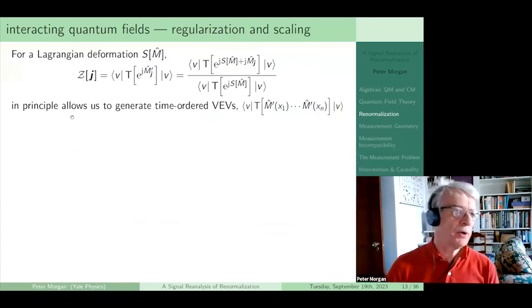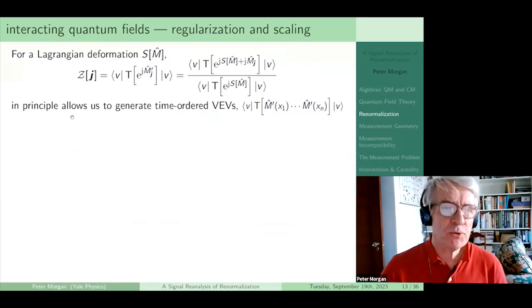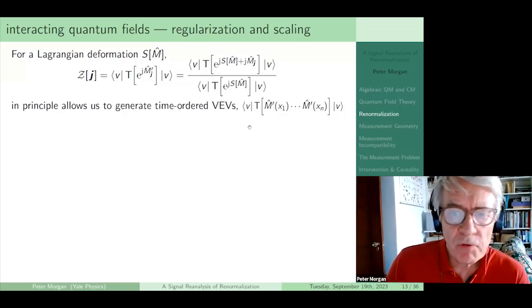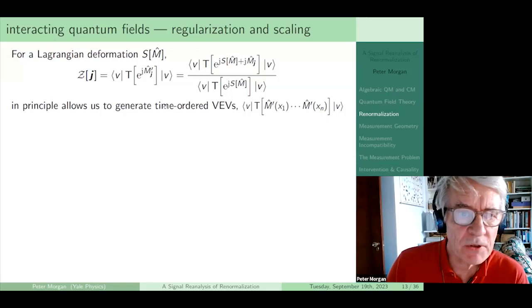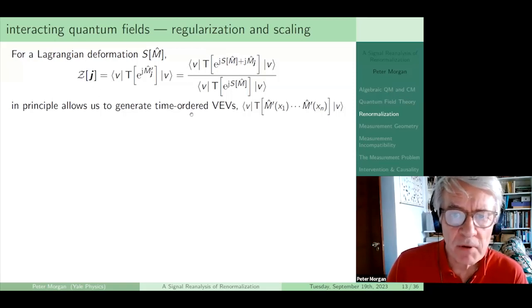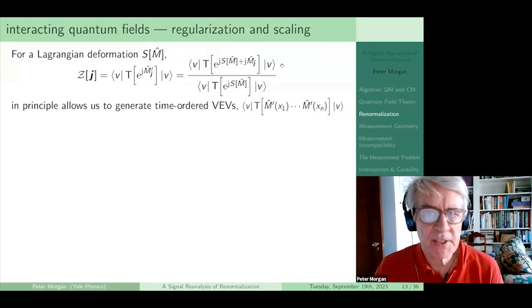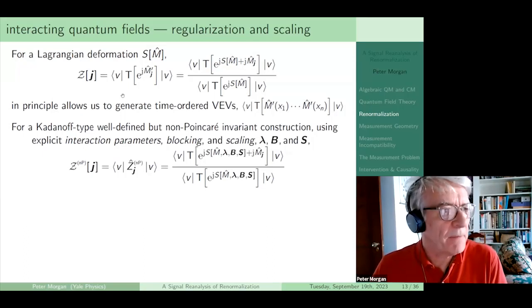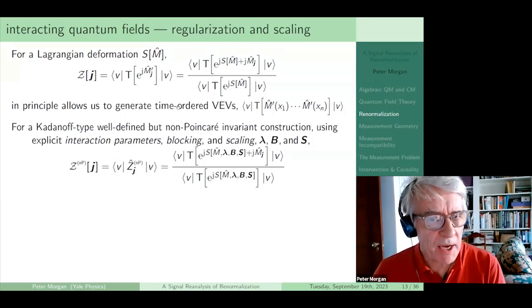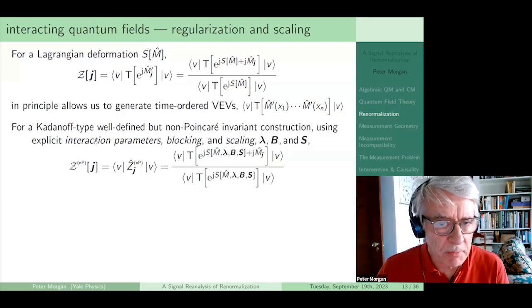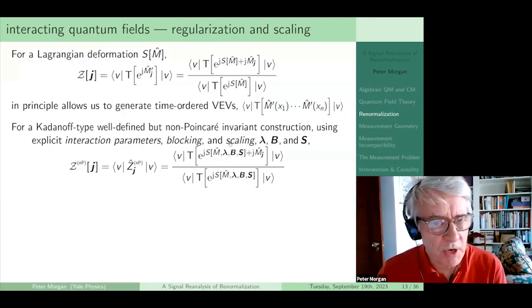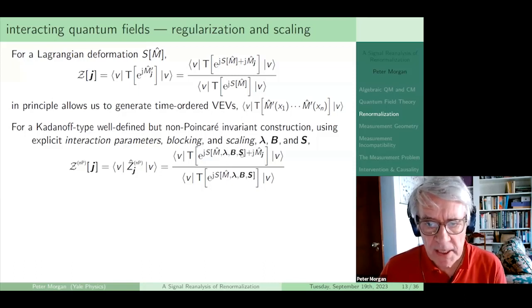So how do we push this forward? Going to sort of elementary textbook level, we'd construct a generating function for the time-ordered vacuum expectation values, which would look very much like this and is fairly quickly derived to be in something like this construction. But this, of course, is not well-defined. If we want it to be well-defined, then we should introduce interaction parameters, blocking, and scaling, if we're going to follow a Kadanoff type construction. And so we put those explicitly into here.